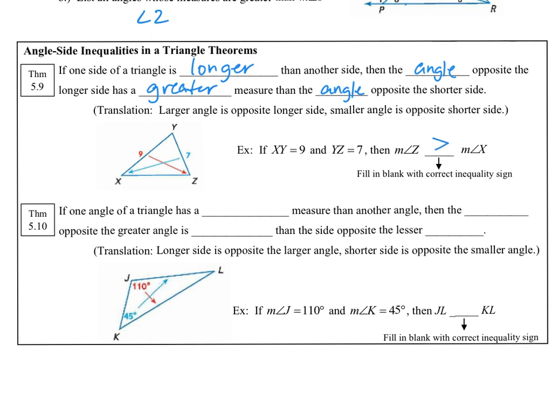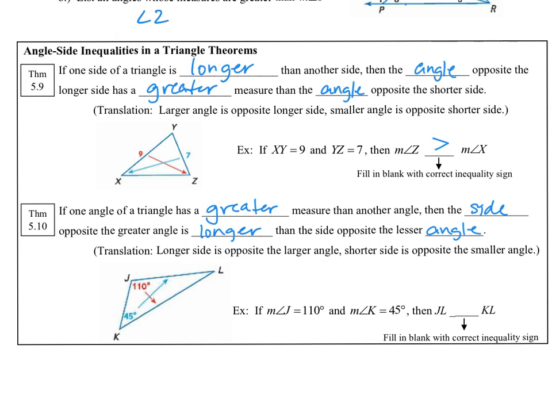Now this next theorem says if one angle of a triangle has a greater measure than another angle, then the side opposite the greater angle is longer than the side opposite the lesser angle. All right, so let's translate that. A shorter way of saying that is that the longer side is opposite the larger angle and the shorter side is opposite the smaller angle.